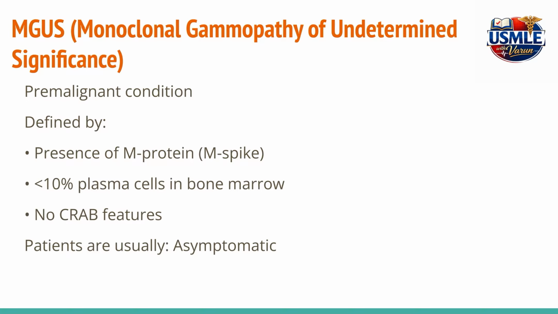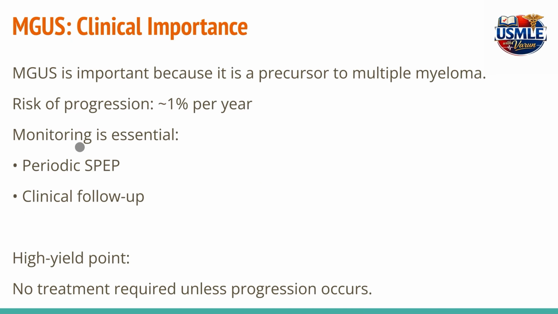This MGUS is a pre-malignant condition and patients are usually asymptomatic. It is important because it can progress to multiple myeloma. The risk is about 1% per year. These patients are monitored with periodic serum protein electrophoresis, and no treatment is required unless progression occurs. Although it's an asymptomatic condition, you don't need to give any kind of treatment unless progression occurs, and we just need to do periodic serum protein electrophoresis monitoring.